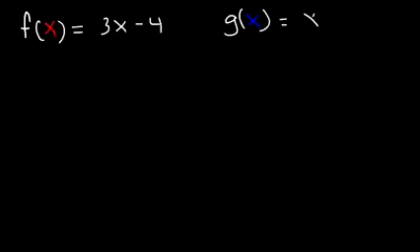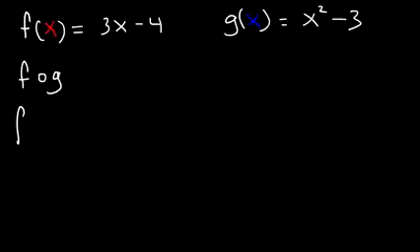Now, in this lesson, we're going to talk about composite functions. So let's say that f of x is equal to 3x minus 4, and that g of x, let's say it's equal to x squared minus 3. What is f of g?